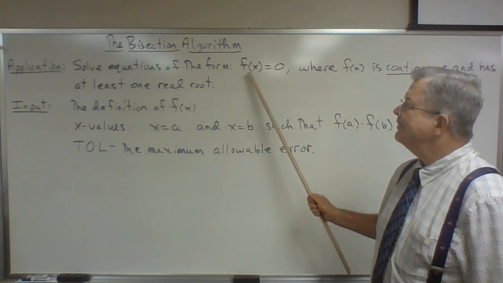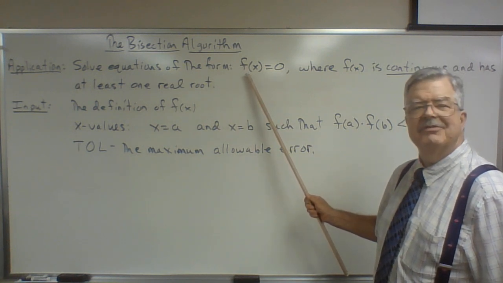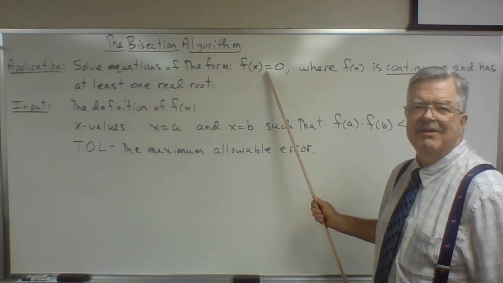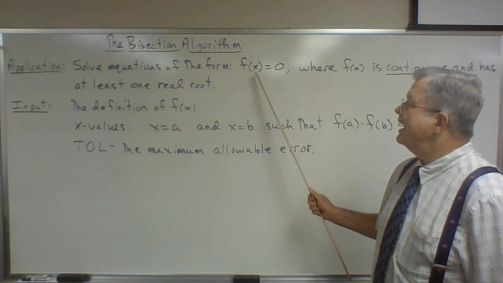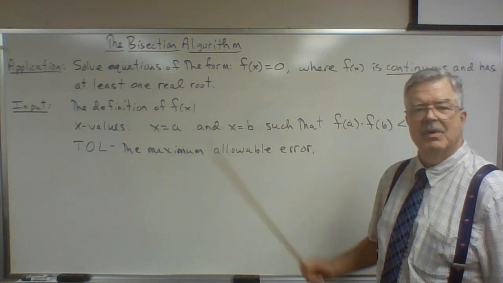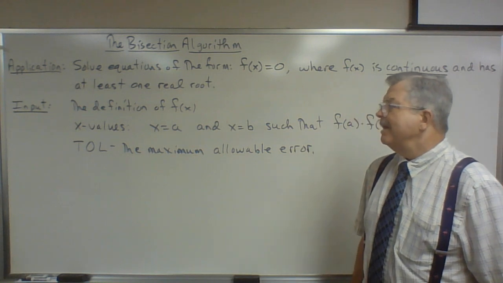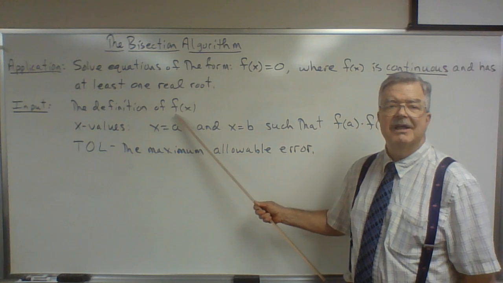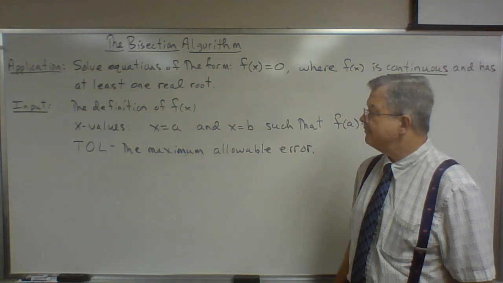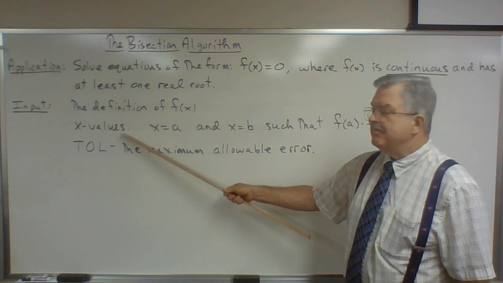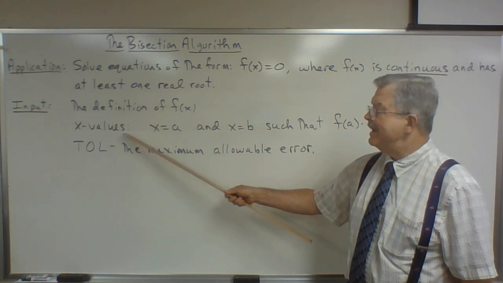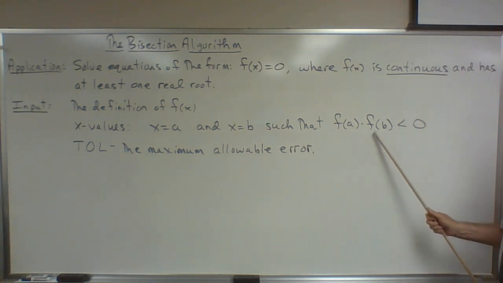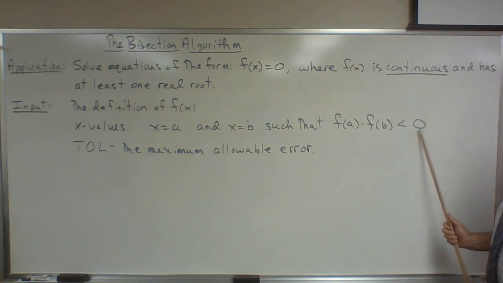And of course, one other restriction on this function, obviously, is the fact that this equation does have to have a solution. So f of x does have to have at least one real root. As input, we define the function f of x, most likely as a function subprogram. And we prompt the user to enter two x values, x equal a and x equal b, such that their product is less than 0.